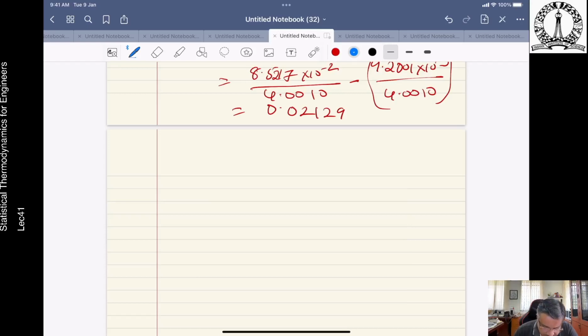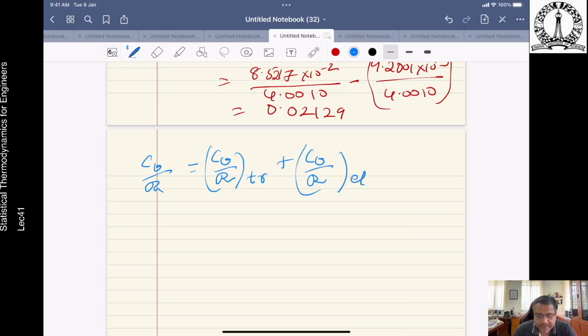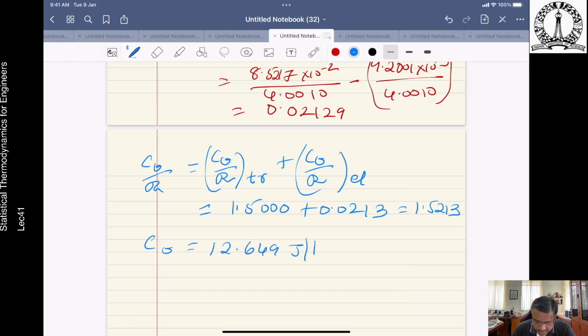So summing up the translational things, if you now do the complete summation, which is basically CV by R, it is CV by R translational plus CV by R electronic. So this gives you 1.5000 plus 0.0213, which is 1.5213. Okay, therefore CV becomes 12.649 joules per kilomole.